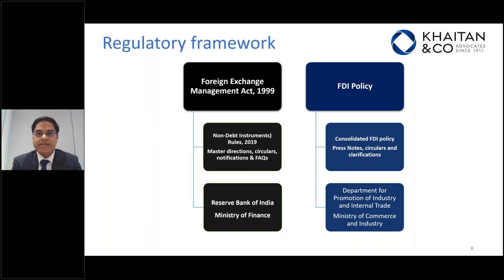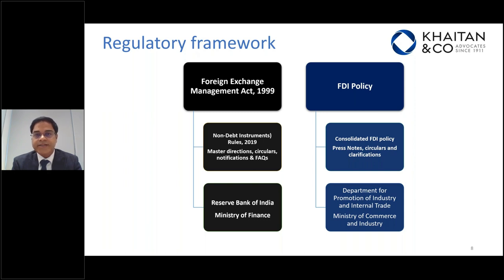And lastly, I will also cover the reporting requirements once you complete the transaction. So without taking much time, I am just going to present the first slide of my presentation, which is the regulatory framework in relation to inbound foreign investments. For that, first of all, we have to refer to the governing policy framework.